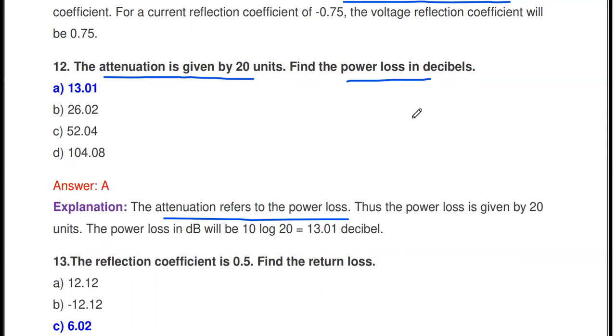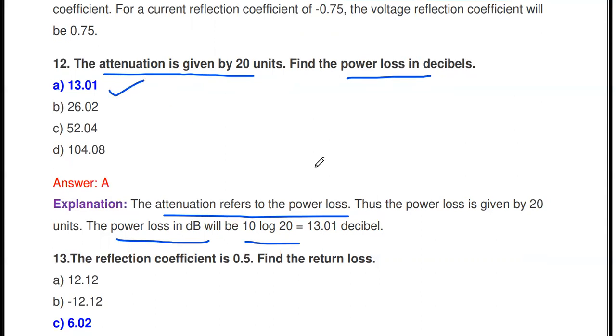So you just convert this attenuation number into dB. What is the formula to convert the power loss into dB? It's 10 log of that particular number. Okay, power loss in decibel is equal to 10 log of this attenuation 20. So you just calculate: 13.01 decibel. So 13.01 decibel is the answer.